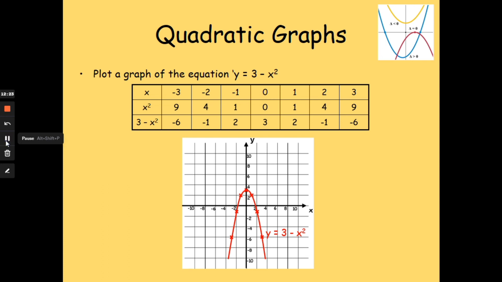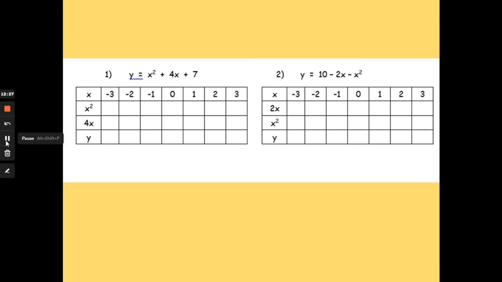So well done if you've calculated this or followed it along. I'm now going to ask you to try these. These are harder equations, but you now have all the skills that you need to answer these. So can you pause the screen and try and work these ones out, please?